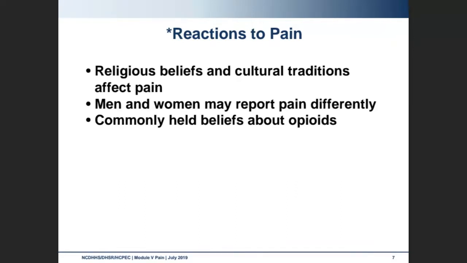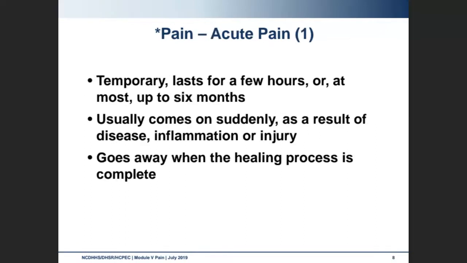So there's two different types of pain that you need to know the difference between for your test. There's acute pain and there's chronic pain. Acute pain is temporary. It can last for anywhere from a few hours to at most 6 months. That's the key there. A few hours to at most 6 months. If it's 6 months or under, that is still considered acute pain.